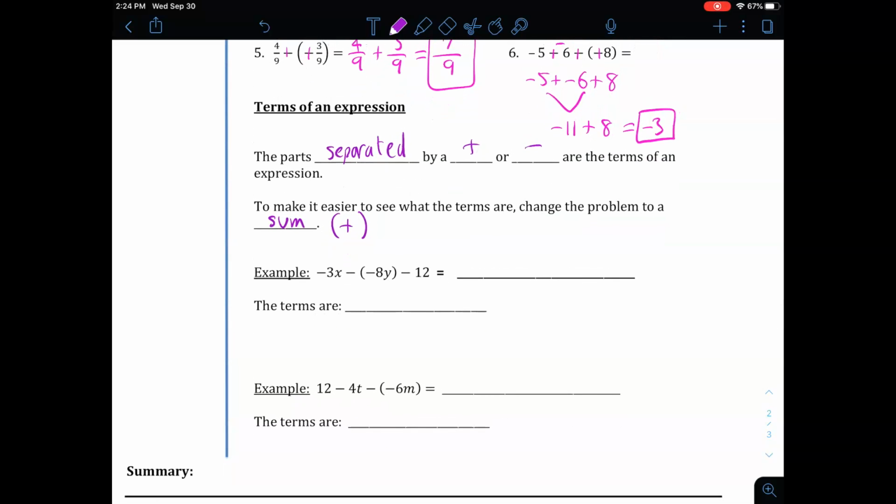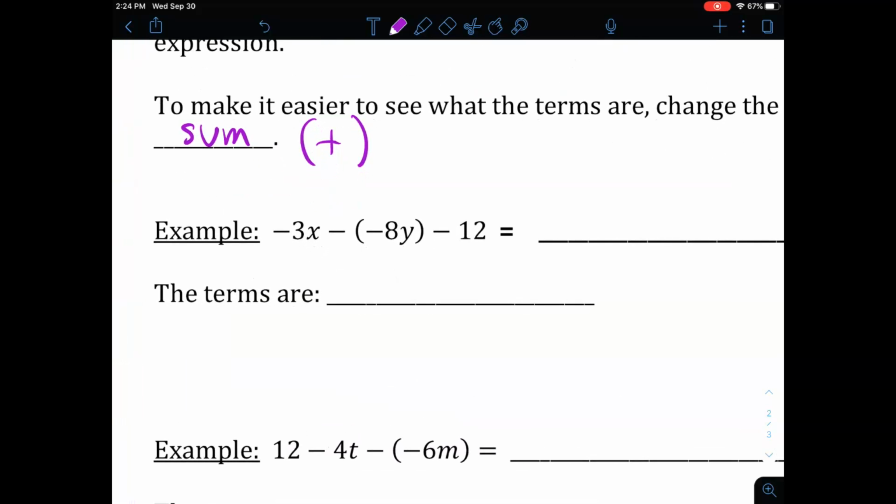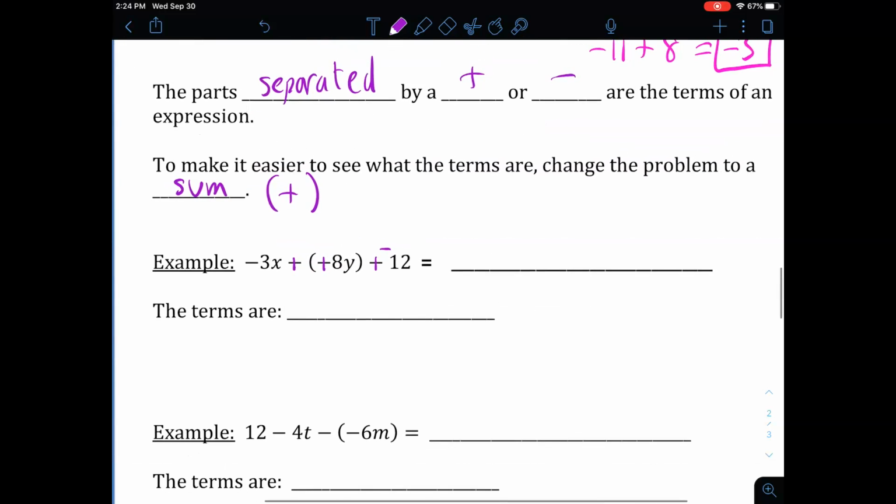We have negative 3x minus negative 8y and minus 12. We're going to do the chop, chop, or chop, slash. So we have negative 3x minus negative 8y. It's going to be chop, chop. And then minus 12 is going to be chop, slash. So our new expression is going to be negative 3x plus 8y plus negative 12.